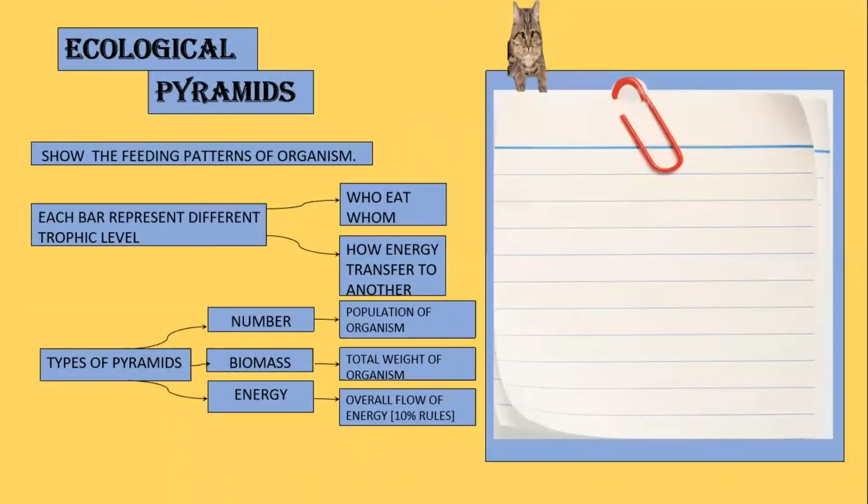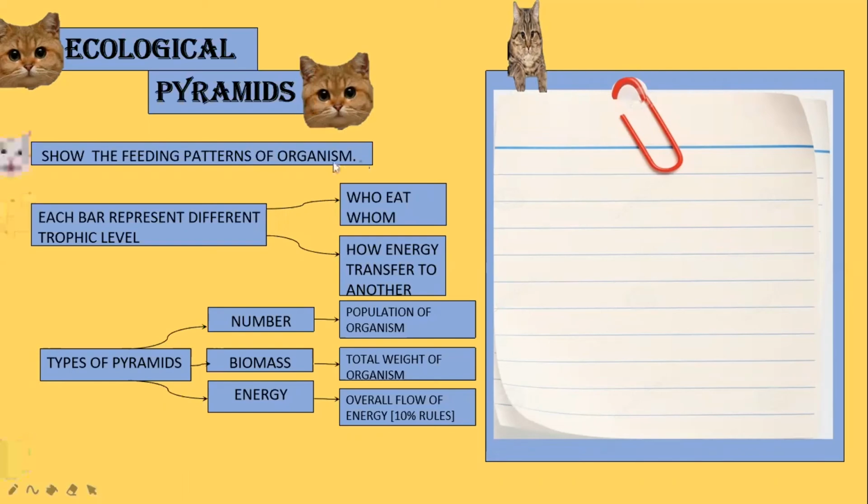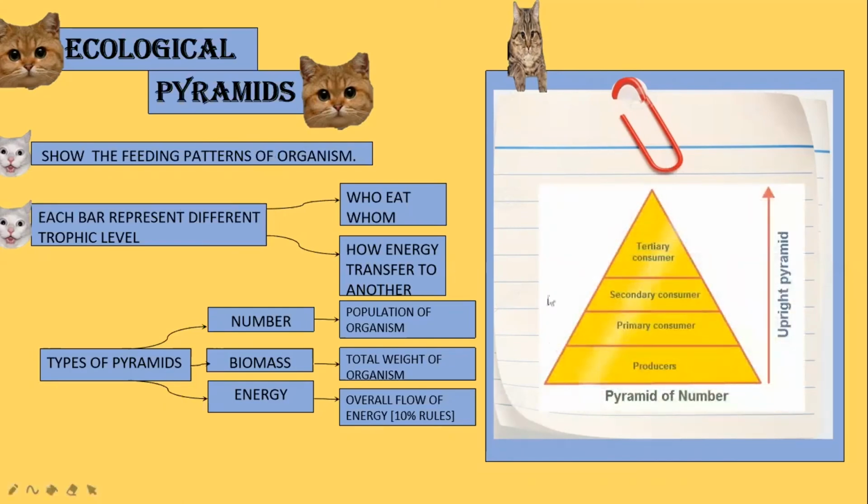Last is ecological pyramids. An ecological pyramid shows the feeding pattern of organisms in an ecosystem. So each bar in the pyramid represents a different trophic level, based on who eats whom and how energy is transferred to another. So this is the basic structure of the pyramids. We call it an upright pyramid, but ecological pyramids have two other shapes. I will explain about this later.